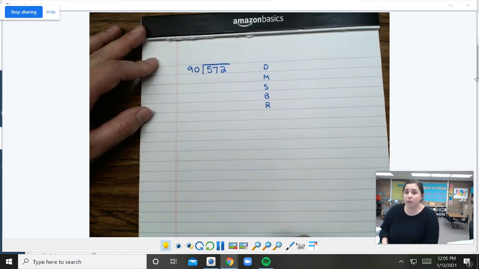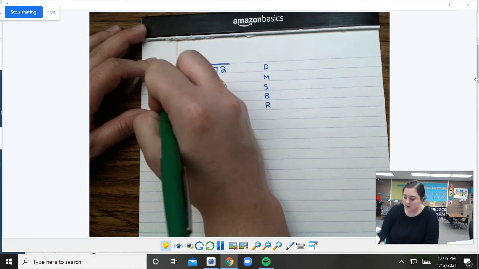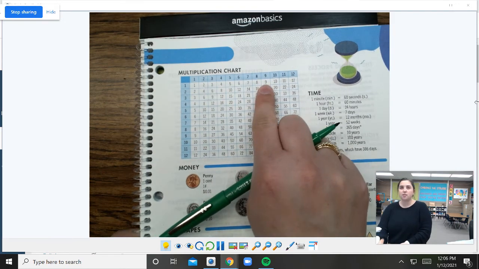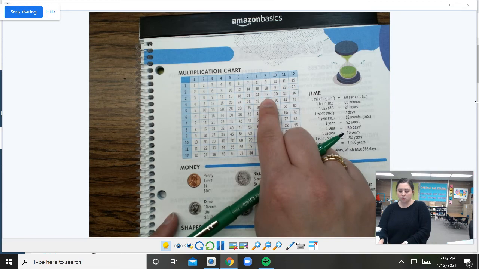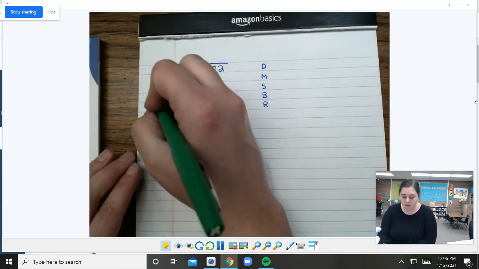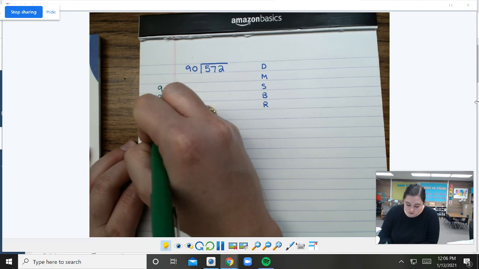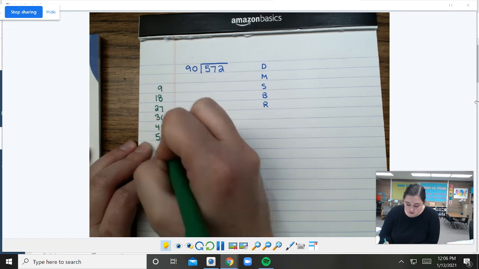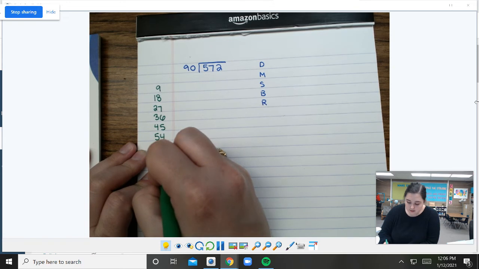And again, I don't know my multiples of 90, but I know my multiples of 9. So here's my 9. And again, you could use your place value chart. So here's your 9. 9, 18, 27. Let's write these down. 18, 27, 36, 45, 54, 63, 72. I'm going to stop there.